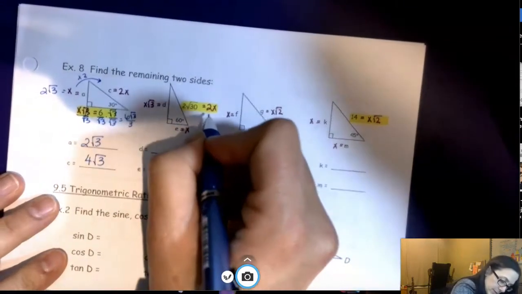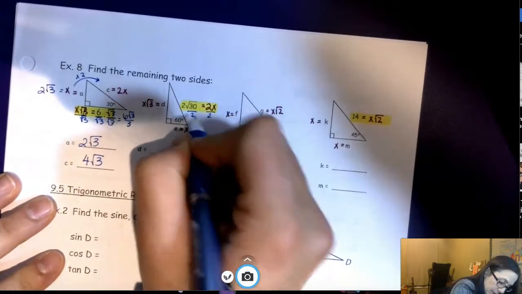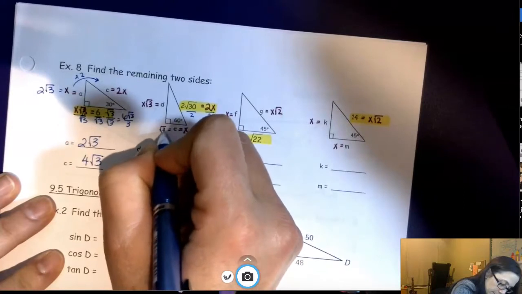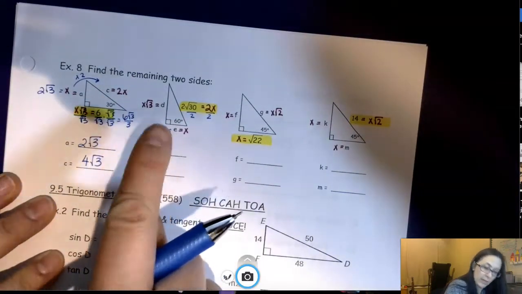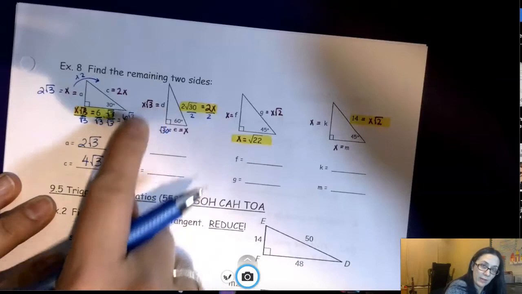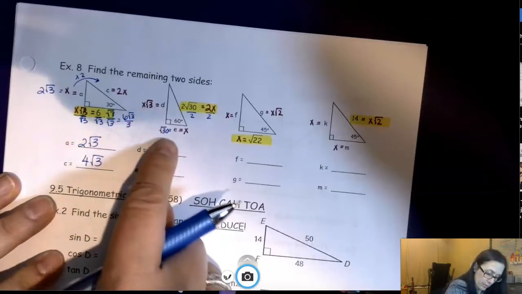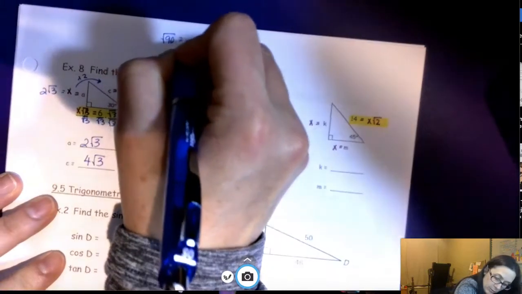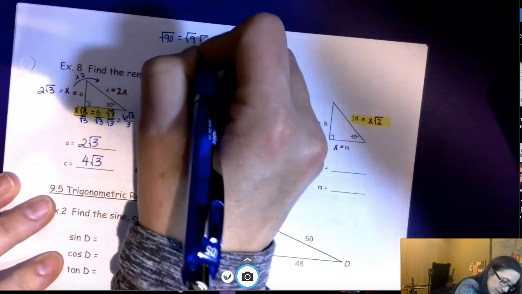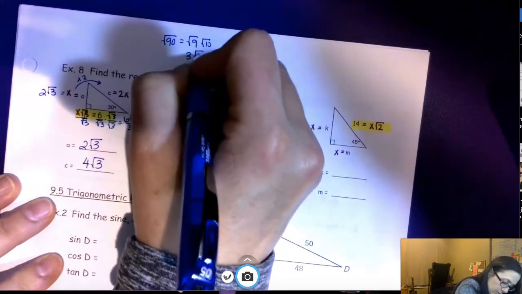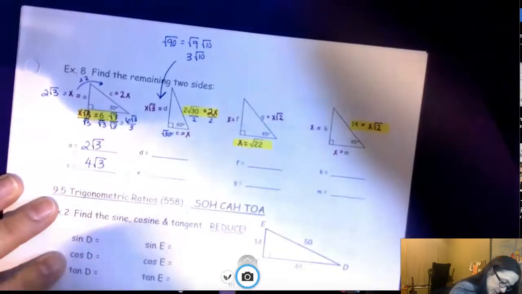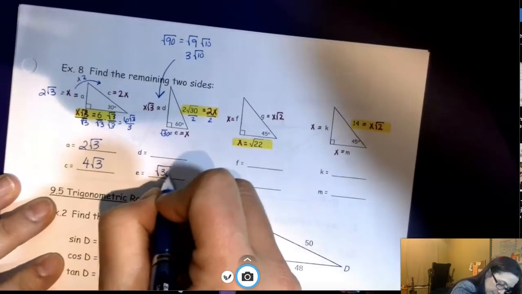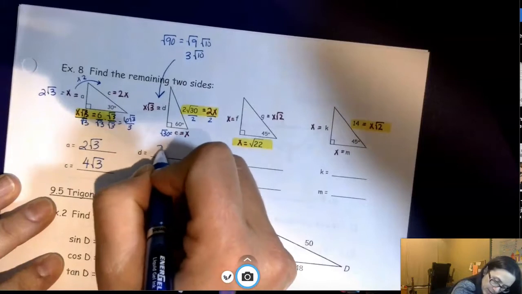Over here, I start on this one. I'm going to divide both sides by 2 to get my x. So I'm going to get x is equal to root 30. Well, to get from my shorter leg to my longer leg, I multiply by root 3. So root 30 times root 3 is going to give me root 90, which will be 9 times 10, or 3 root 10. So my x is root 30, which is b. My d is going to be 3 root 10.